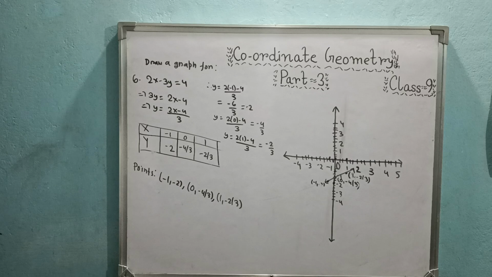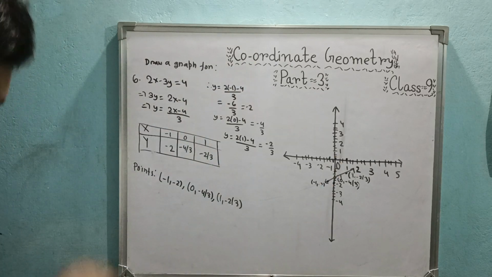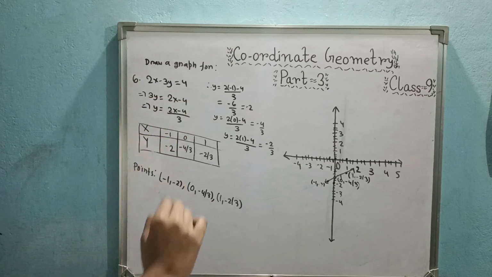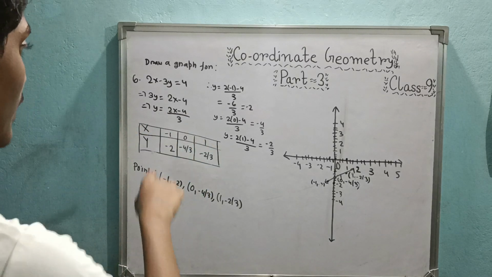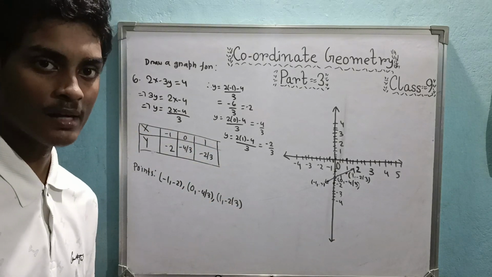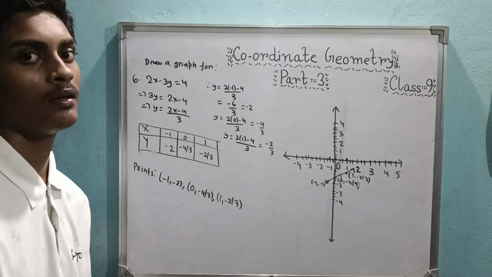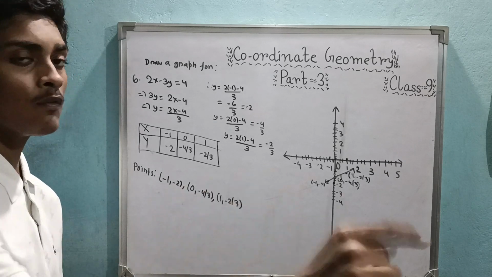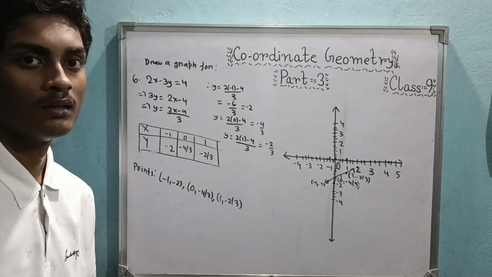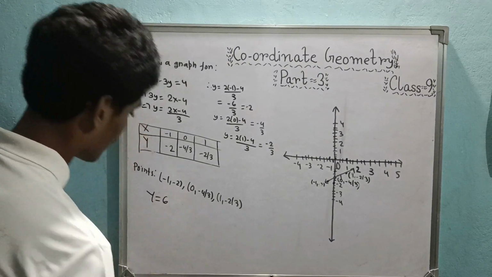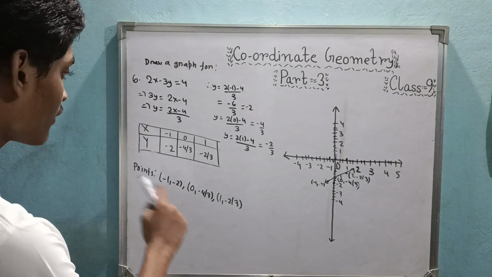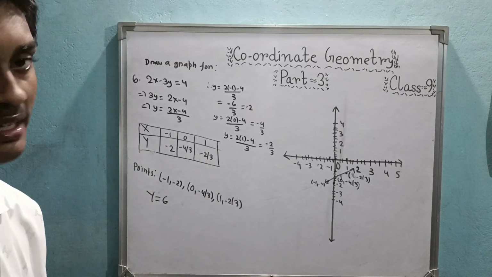If only x is there, y is not there in the equation, x has a fixed value in the equation, which means it can't change. Then let that value of x be repeated 3 times and take y's values as 3 imaginary values: minus 1, 0, 1. But suppose in an equation only y is there, x is missing, and that value of y is only constant, like this, y equal to 6. X is not there. So y will be 6 in all 3 cases.